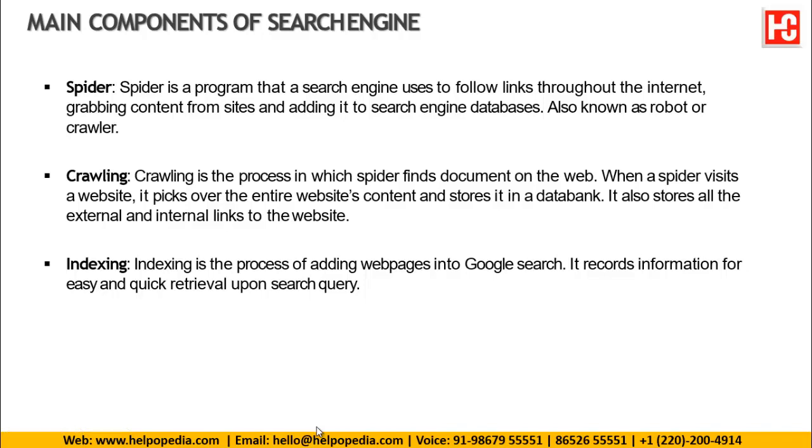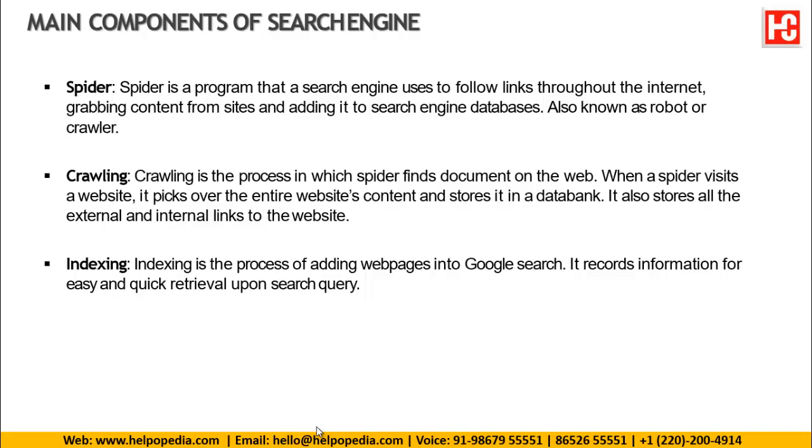So these are the components. The first component is the spider. What is its role? A spider is a program that a search engine uses to follow links throughout the internet, grabbing content from sites and adding it into the search engine database. It will travel across the internet and collect all the content from the websites which were added today. Yesterday also the bot did the same thing. Every day the bot does the same thing. Whatever content is uploaded every day, the bot will go and collect that content and add it to the search engine database. That is the function of the spider.